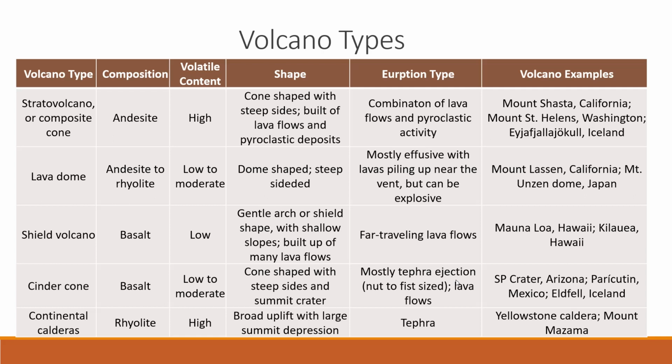A shield volcano is going to be basalt, they're mafic, they have low volatile content. These are the things that are shaped like a shield. Our lava will travel very far, so these are Hawaiian volcanoes.